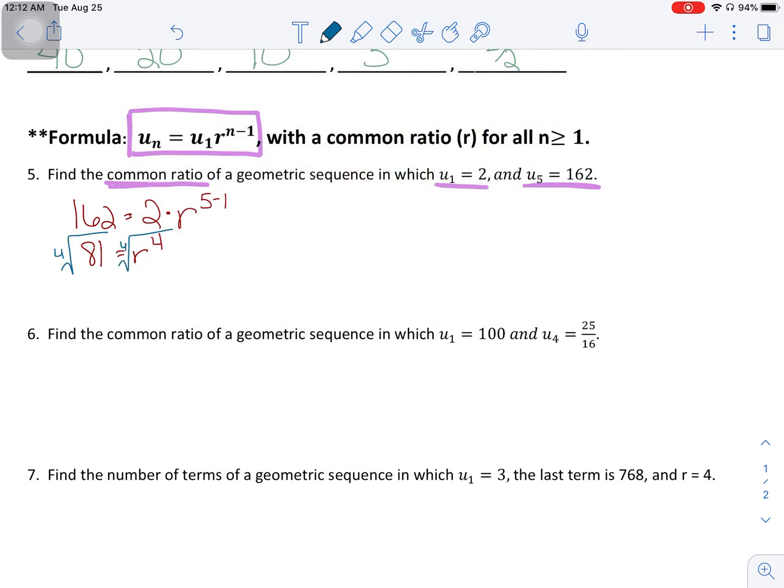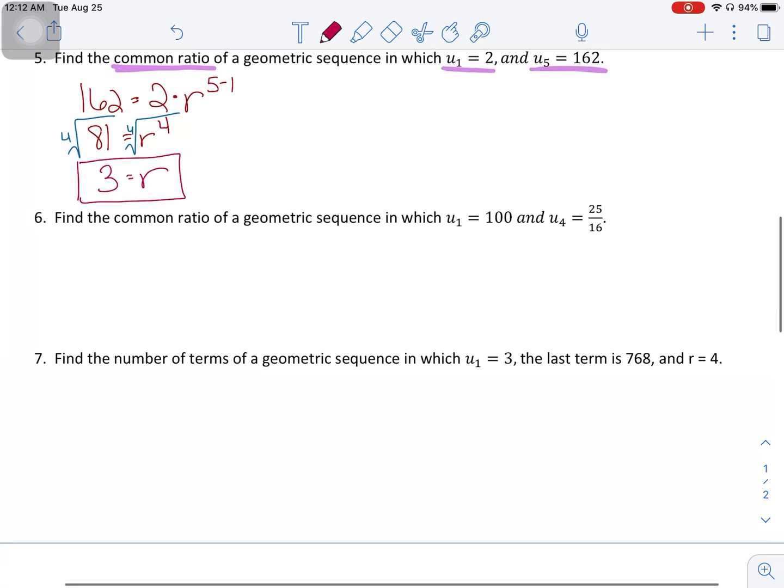So if I take the 4th root of 81, I'm going to get 3. So my common ratio is 3. Okay, so that ends problem number 5 here.